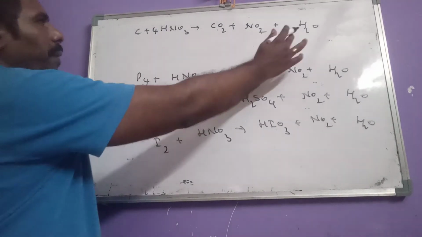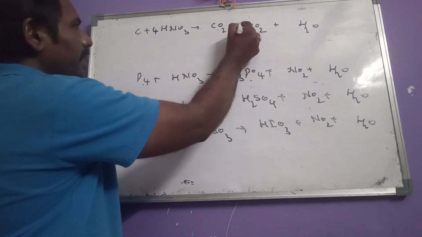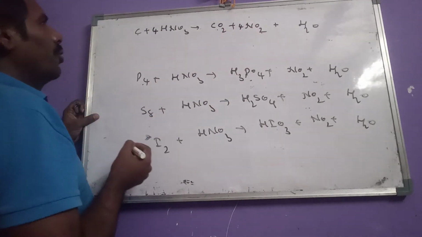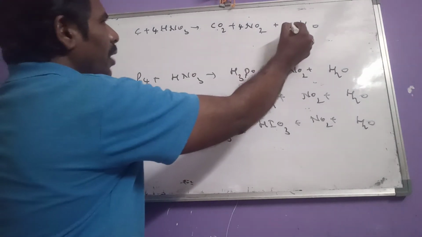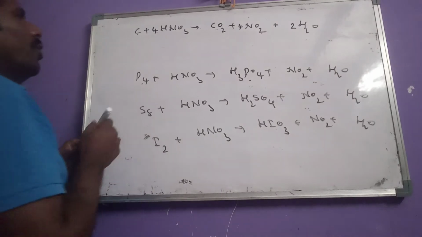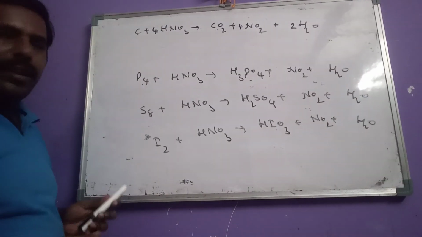Now try to balance the remaining. As there are 4 nitrogen atoms here, let us write 4NO2, and then 4 hydrogens are here, so we have to write 2H2O. Now once check it, all atoms are balanced or not.